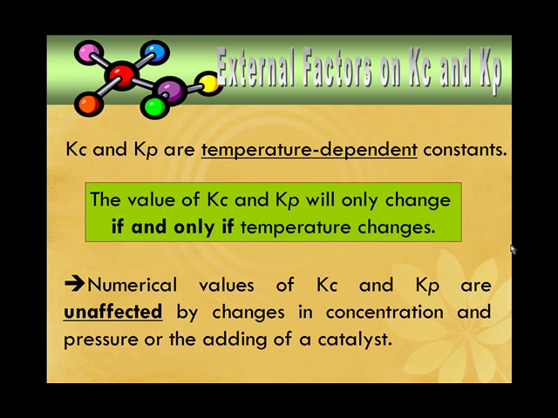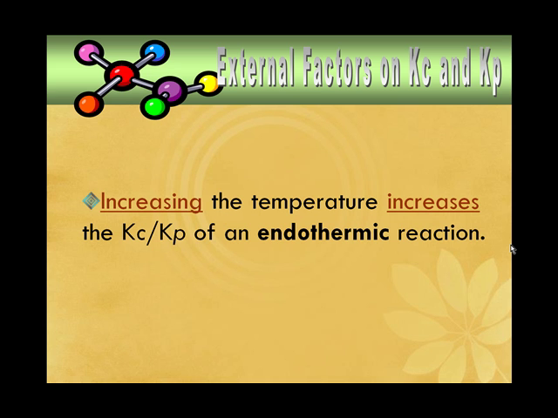If you are going to add extra reactants, extra products, increase the pressure, or add a catalyst, all these are not going to affect the numerical values of Kc and Kp. The numerical values of Kc and Kp are going to be unaffected by changes in concentration and pressure or the adding of a catalyst. Now you might ask me, why is this so? Okay, now let us just continue first.